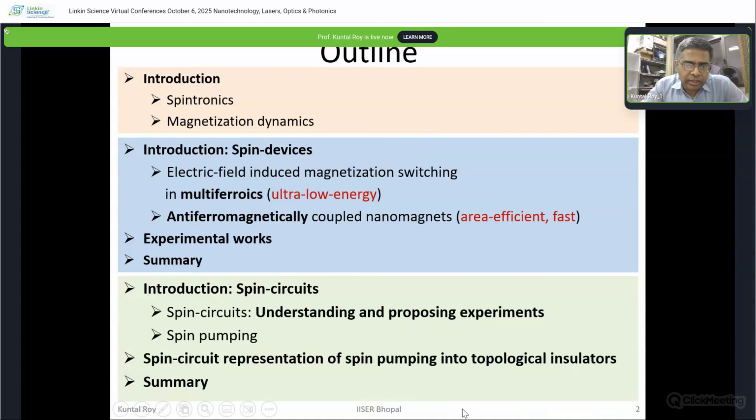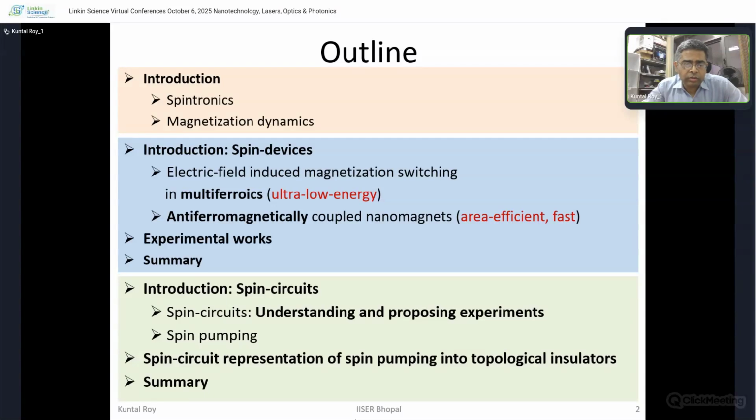In the spin devices, I will be talking on multiferroic composites that have been very promising for the energy efficient computing paradigm. And also I will talk about antiferromagnetically coupled nanomagnets that can be very area efficient and also fast. Then I will be talking about the experimental works that are going on, and then I will summarize the part.